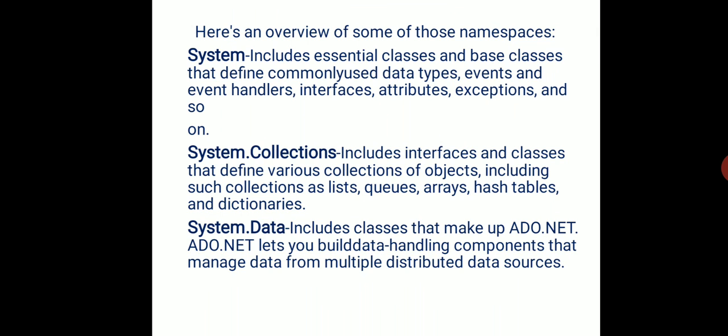So there are some namespaces. This is an important question. Okay. So first one is System. This System includes essential classes and base classes that define commonly used data types, events and event handlers, interfaces, attributes, exceptions and so on. So if you include this System library, it allows you to use data types in this program. In a VB.NET program, it will allow you to use some data types and events and event handlers.